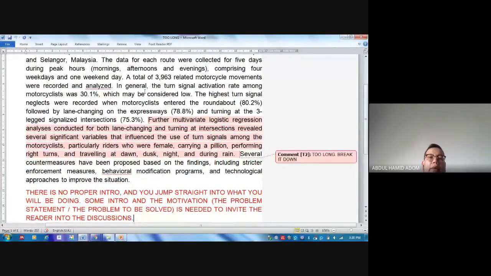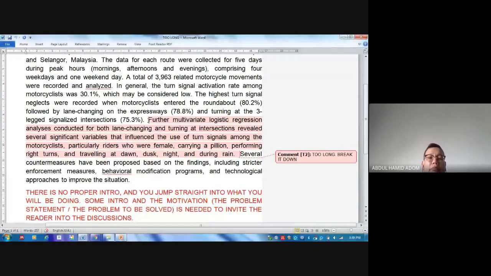This one, you see the sentence here. Further multivariate logistic regression analysis conducted for both lane changing and turning at intersections reveals several significant variables that influence the use of turn signals among the motorcyclists, particularly riders who were female, carrying pillion, performing right turns, and traveling at dawn, dusk, night, and so on. You see, this can be broken up into a few sentences.